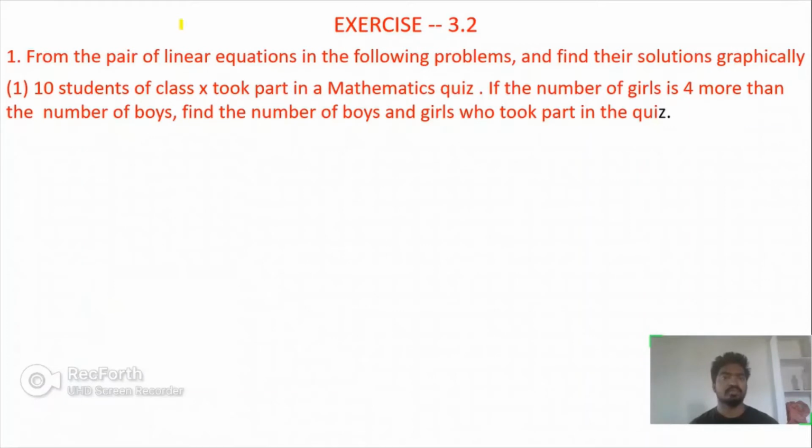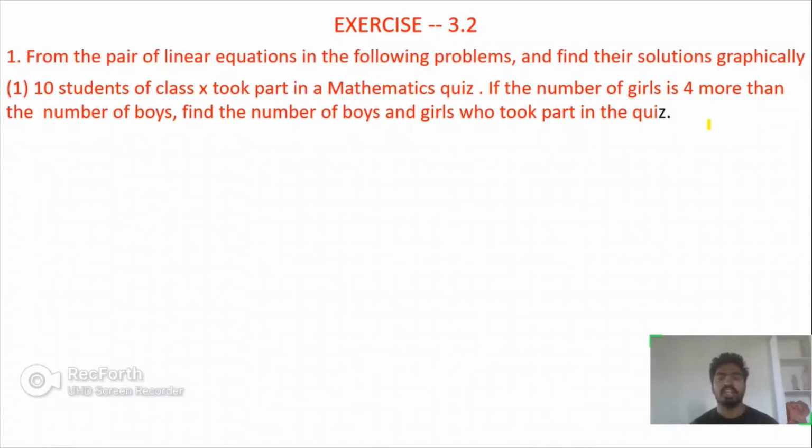Exercise 3.2. First problem. From the pair of linear equations in the following problem, find the solutions graphically. 10 students of class 10 took part in a mathematics quiz. If the number of girls is 4 more than the number of boys, find the number of boys and girls who took part in the quiz. So, what information have they given in the question?